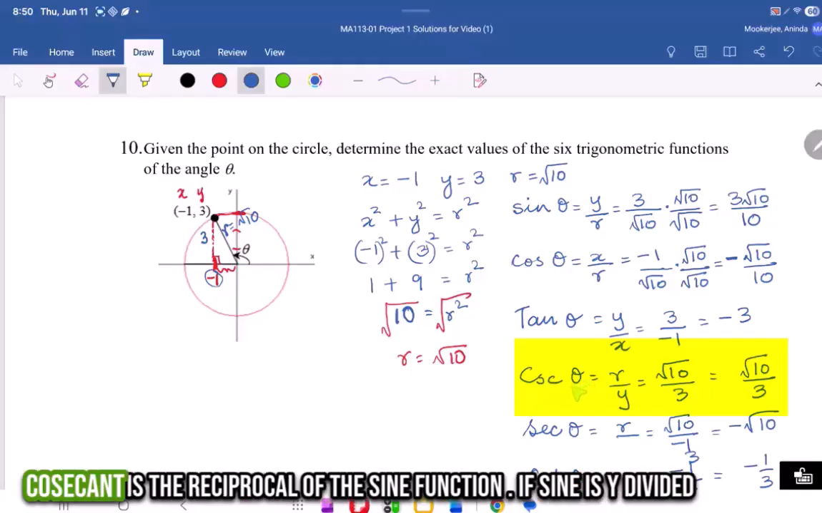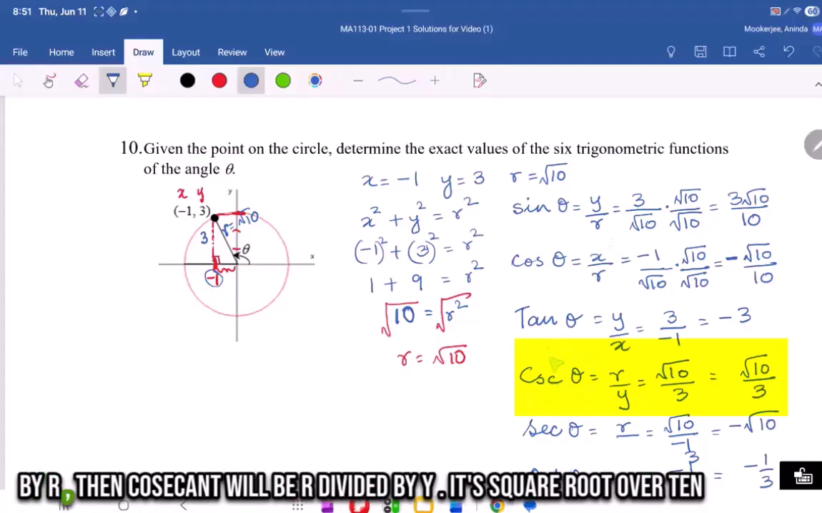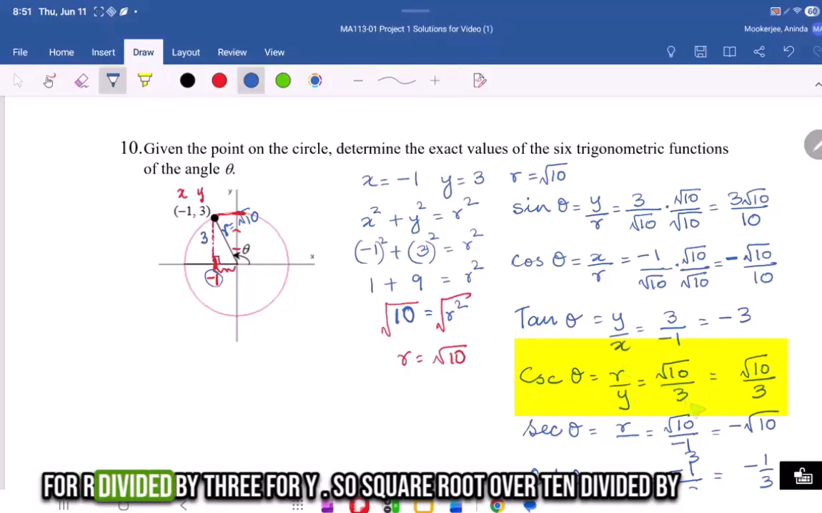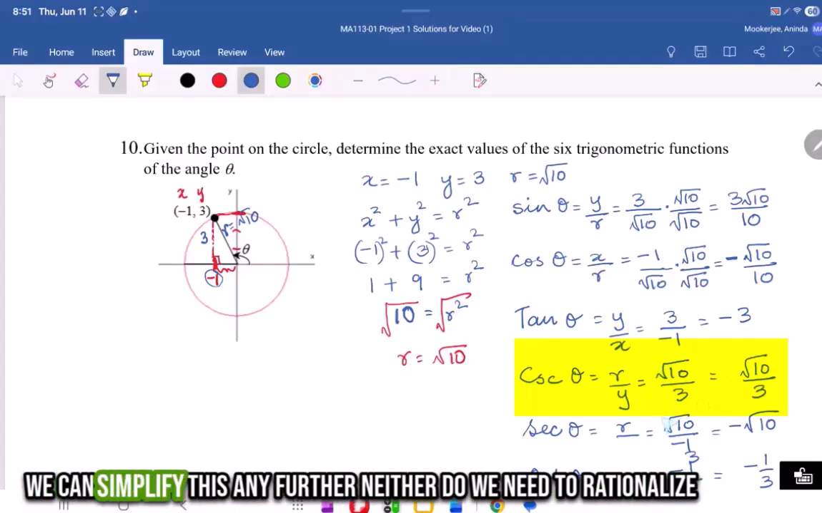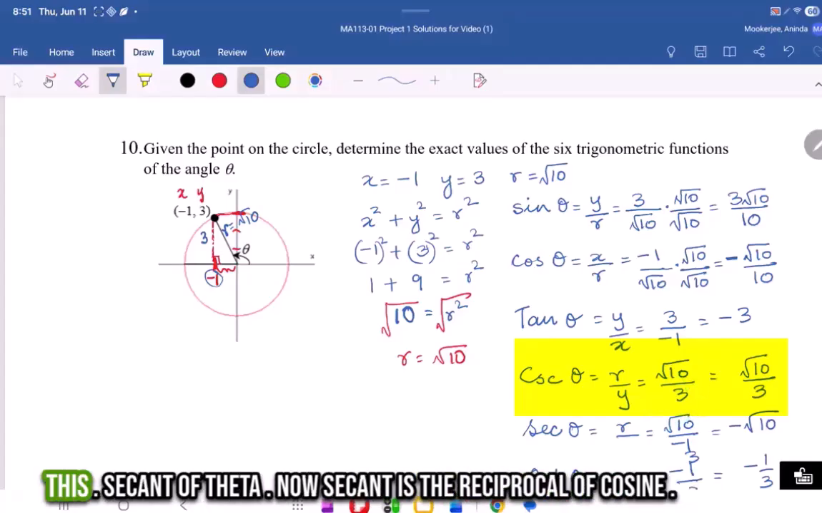Cosecant of theta. Cosecant is the reciprocal of the sine function. If sine is y divided by r, then cosecant will be r divided by y. It's square root over 10 for r divided by 3 for y. So square root over 10 divided by 3 gives us square root over 10 divided by 3. There's no way we can simplify this any further, nor do we need to rationalize this.